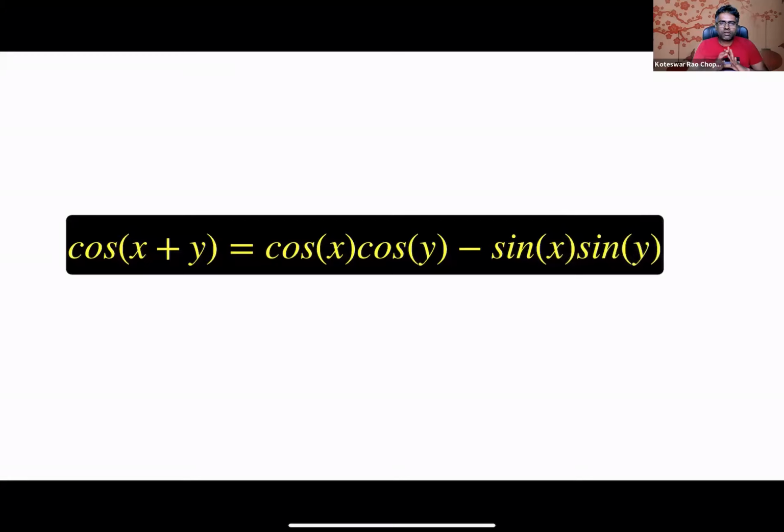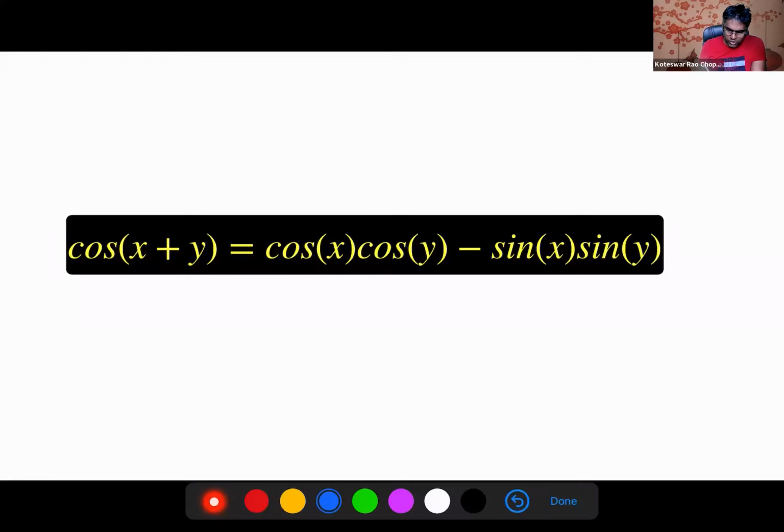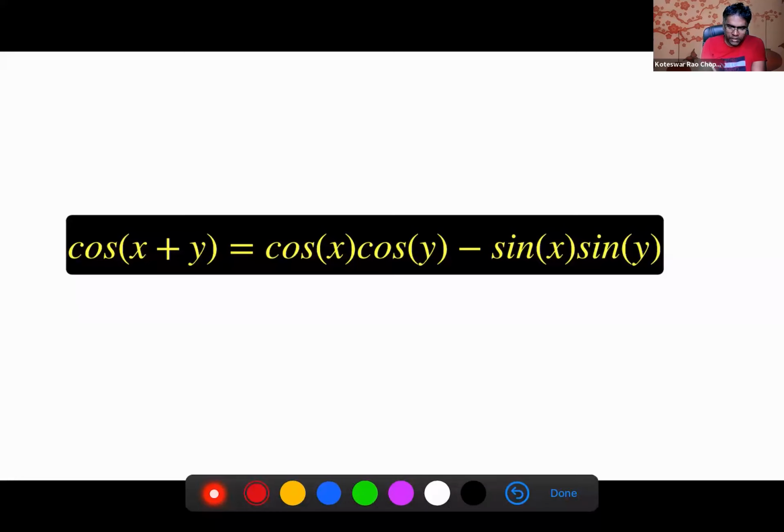This is fundamental to all the identities that we are about to derive today. You should also read the CBSE textbook because it's extremely well written there. So what did we see? I think we saw two other identities.